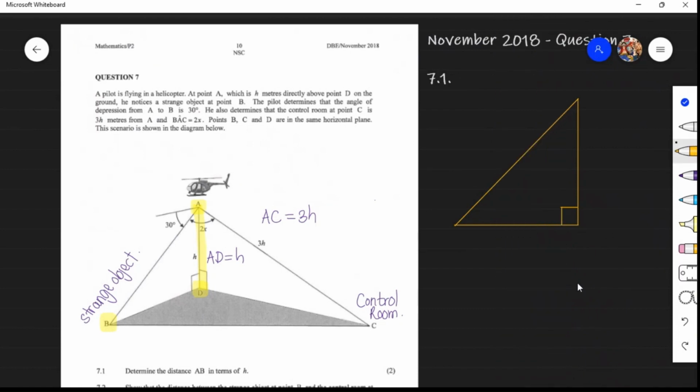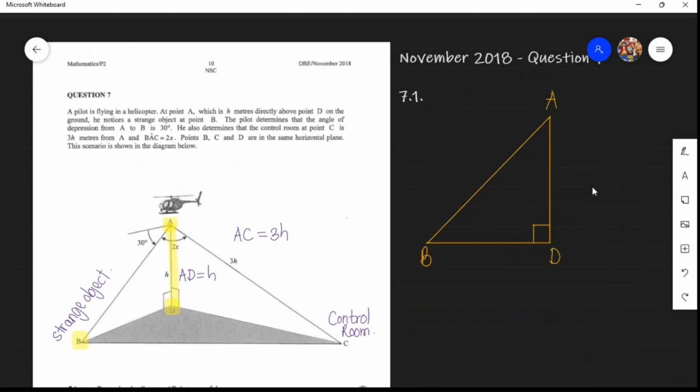So that is our 30-degree triangle, and we've got A on top, which is where our helicopter is. We've got D on the ground, which is directly below our helicopter, and we've got B at the corner on the left, which is where our strange object is. Now, something important to take note of is our angle of depreciation. So let us now put in our angle of depreciation.